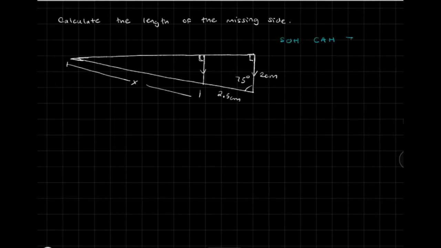We can use SOHCAHTOA. SOHCAHTOA just tells us sine is the opposite side over the hypotenuse, cosine is the adjacent side over the hypotenuse, and tan is the opposite side over the adjacent side. So we can use the primary trig ratios as long as we have right angles. We can't use them when we don't have right angles.